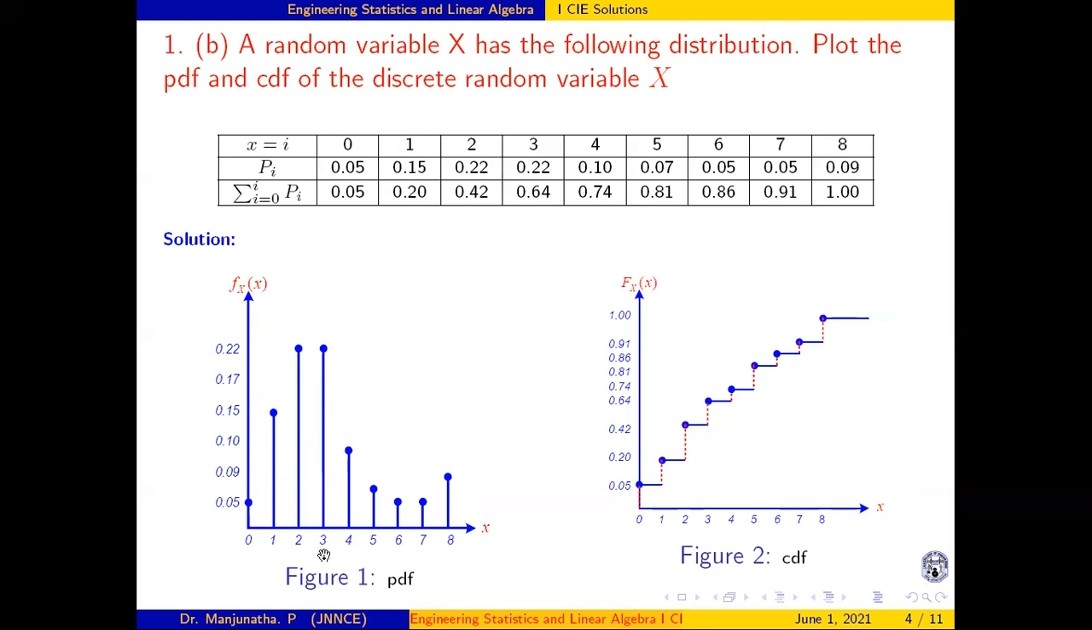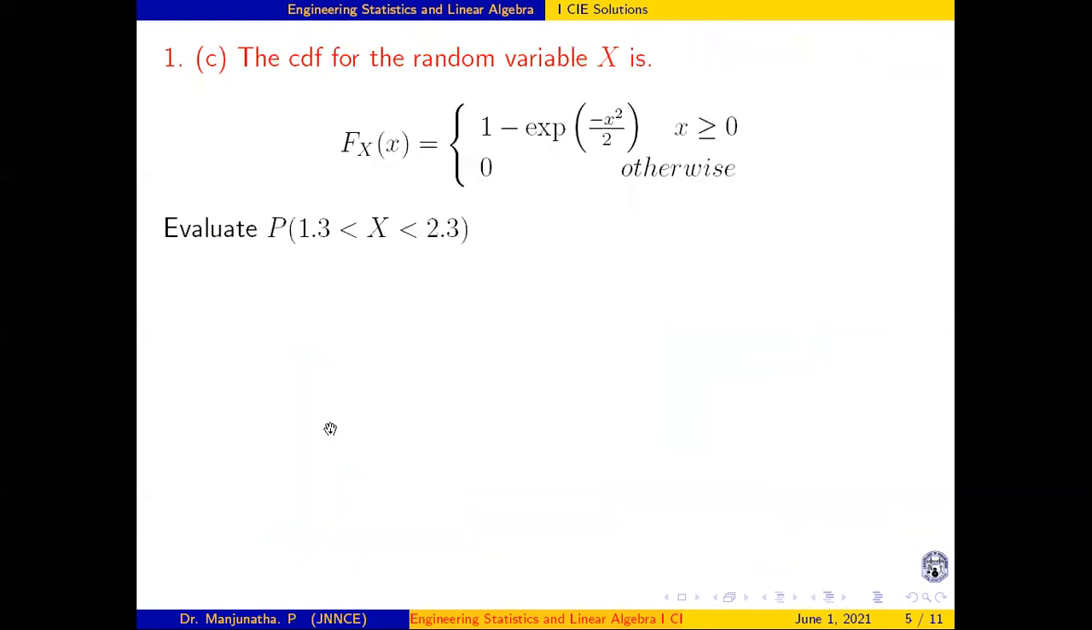So this is the plot of the PDF, and this is the plot of the CDF. The x-axis is the random variable, and the y-axis is the probability. So this is the solution for 1b.